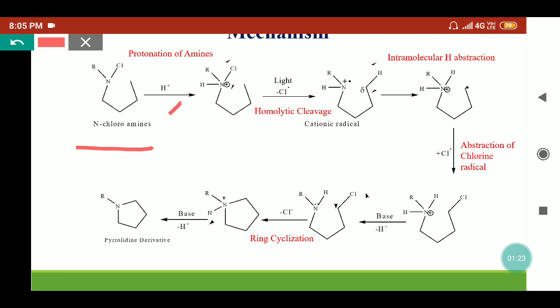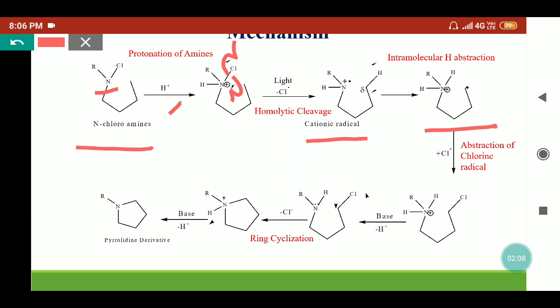So this H plus ion from acid will attack on the nitrogen atom and it will convert into the ammonium chloride like species. Now as it is irradiated with light radiation or in thermal condition, nitrogen halogen bond will break in homolytic manner, so it will convert into Cl radical and nitrogen radical. Cation was already present on nitrogen, so we will get the cationic radical. In the next step, nitrogen cationic radical will abstract the hydrogen from the delta position. So it will create a carbon radical.